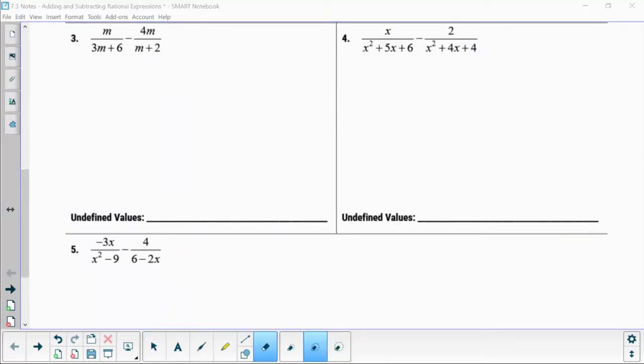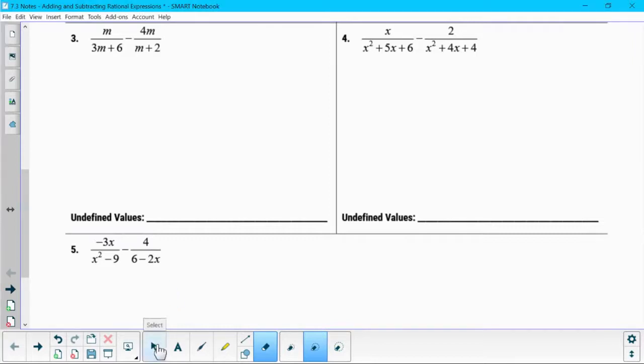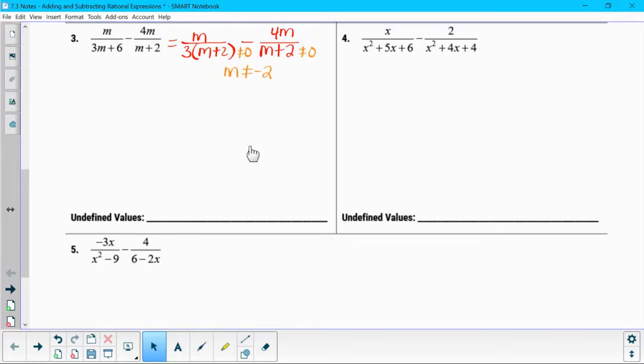Okay, for number 3, I have m over 3m plus 6 minus 4m over m plus 2. And the first thing I'm going to do is factor. And I have a GCF in my first denominator, so that's going to give me 3 times m plus 2. And I can't factor anything with m plus 2. So I'm going to get my undefined values. And remember, when I have 3 not equal to 0, nothing is going to come from that. But m plus 2 not equal to 0 is going to give me m cannot equal negative 2, which is the same thing I get from my second denominator.